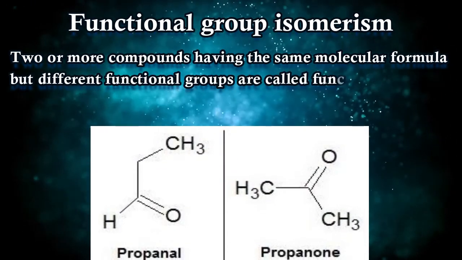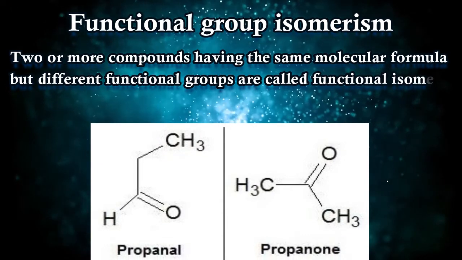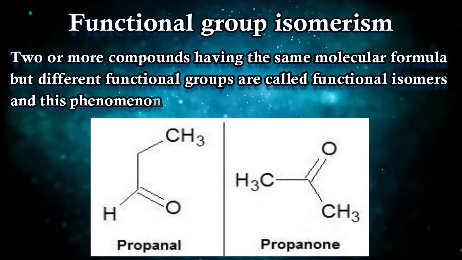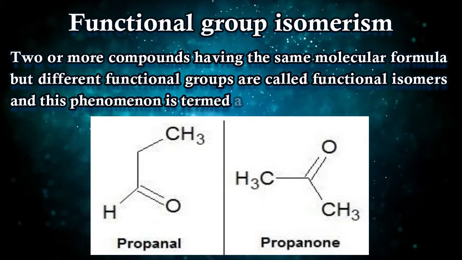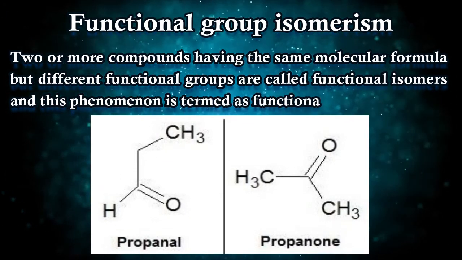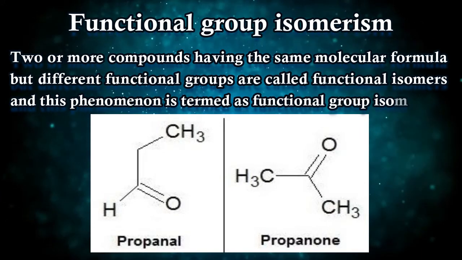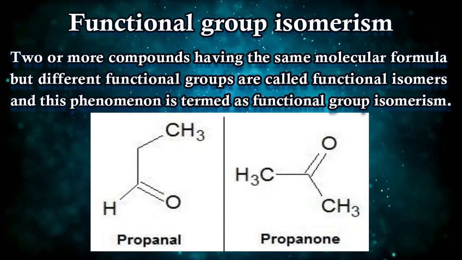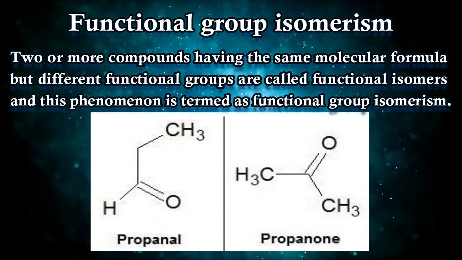So both are isomers, there is no doubt about it, and both have the same molecular formula, there is also no doubt about it. So they are called functional group isomers. Why are they called functional group isomers? Because one is an aldehyde while the other is a ketone, right? As they have different functional groups, they are called functional group isomers, right?